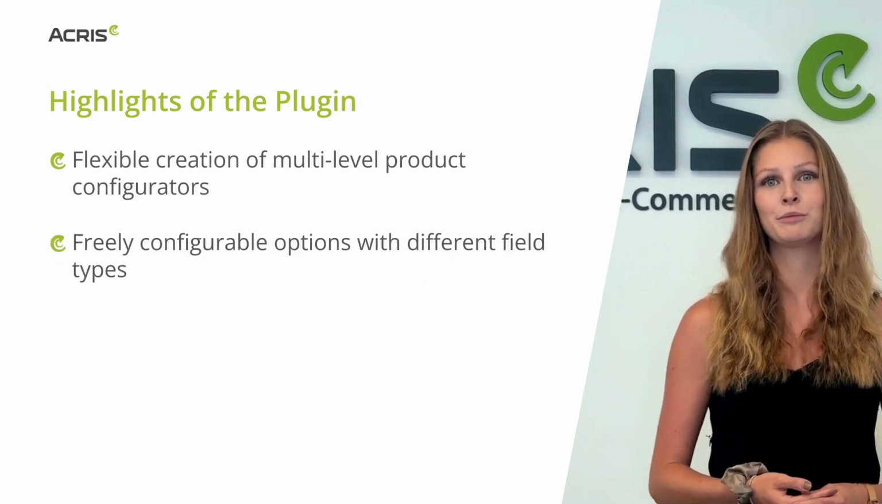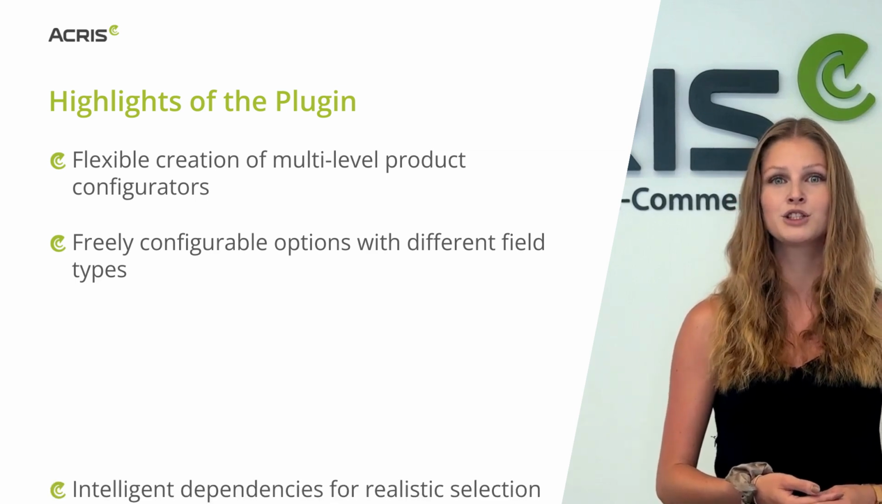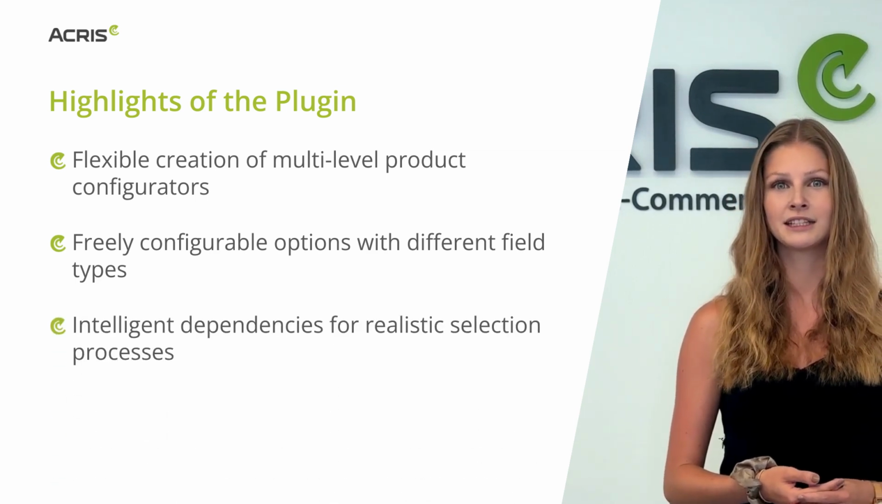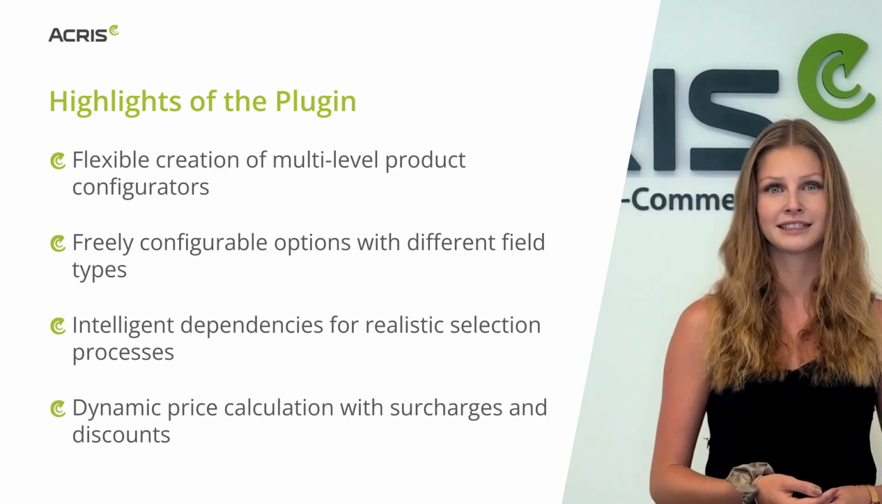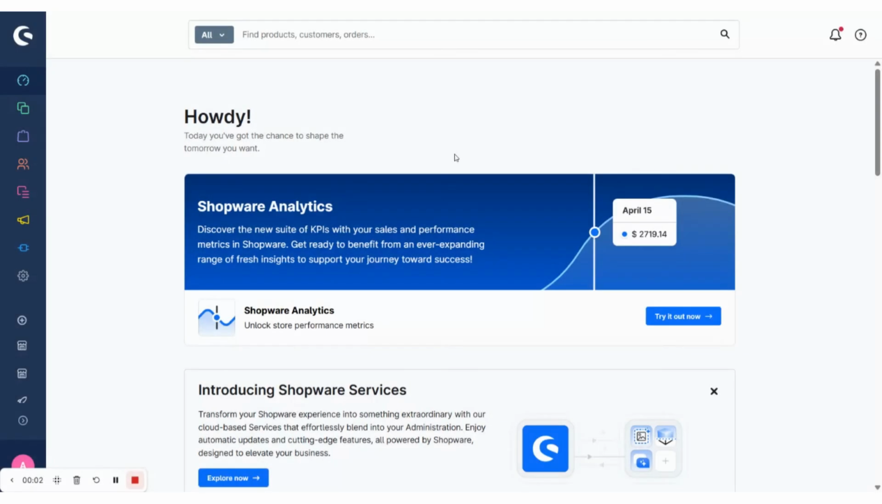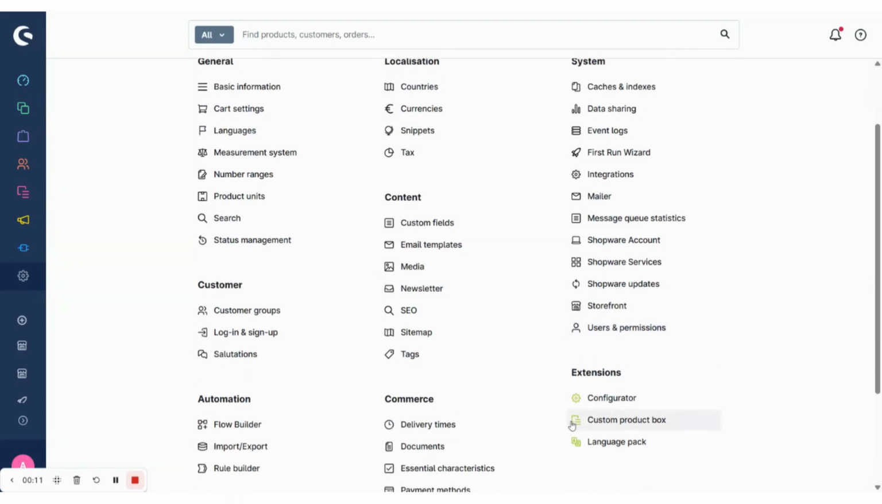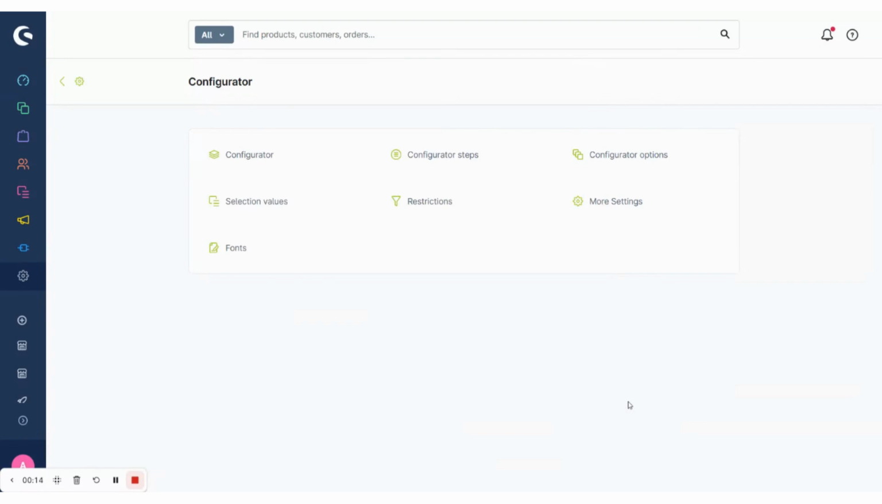Use freely configurable options with various field types, ensure error-free selection through intelligent dependencies, and benefit from dynamic pricing with surcharges and discounts. We are now on the homepage of the Shopware administration. To create a configurator, we navigate to Settings, then to Extensions, and click on Configurator. Here we can see various menu items, which we will go through step by step.